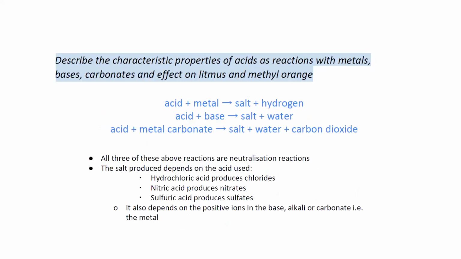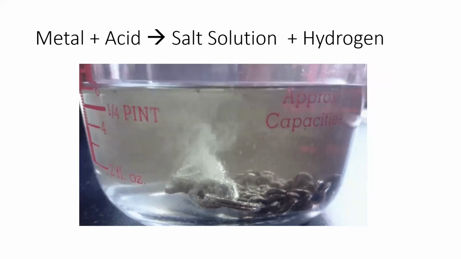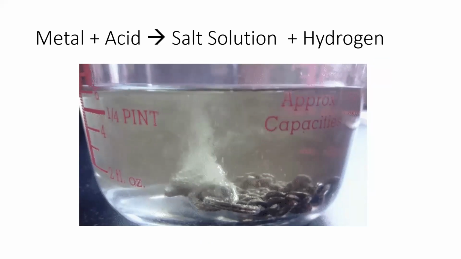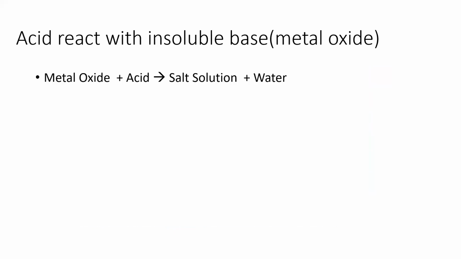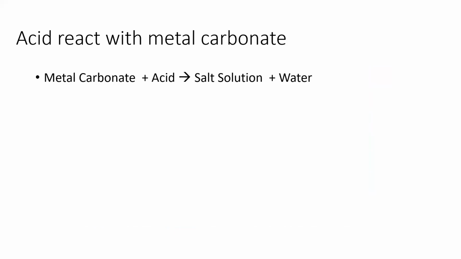Then we have already discussed the reactions of acids, the characteristics of acids. When acid reacts with metal, as a result it will form a salt and hydrogen gas. When acid reacts with metal oxide, it will form a salt solution and water. Acid reacting with metal hydroxide also results in the formation of salt and water. And acid plus metal carbonate, what will be the result? The result will be salt, water, and one more product, carbon dioxide, CO2.